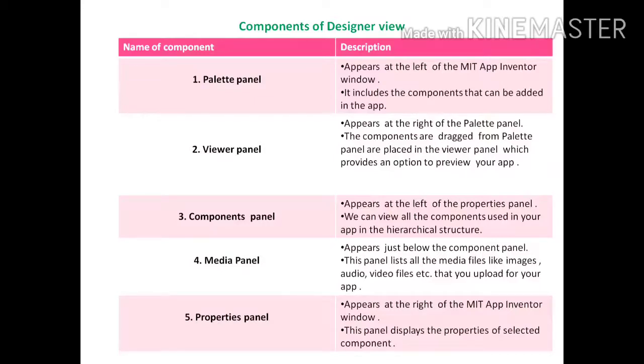If you want to add the image, or if you want to add the audio and video into your app, you can do it by using the media panel. Okay, by uploading it into your application. Now, what is the properties panel? It appears at the right of the MIT App Inventor window. This panel displays all the properties of the component that will be dragged into your application.